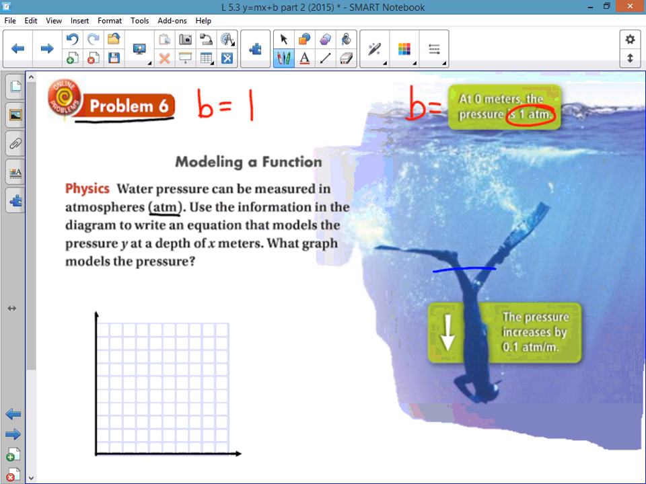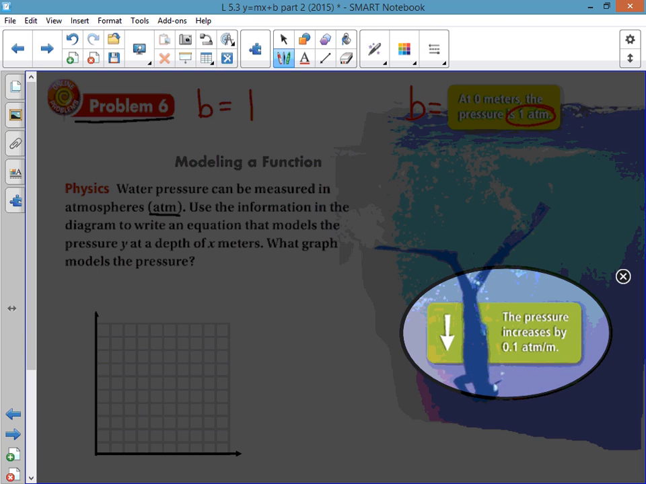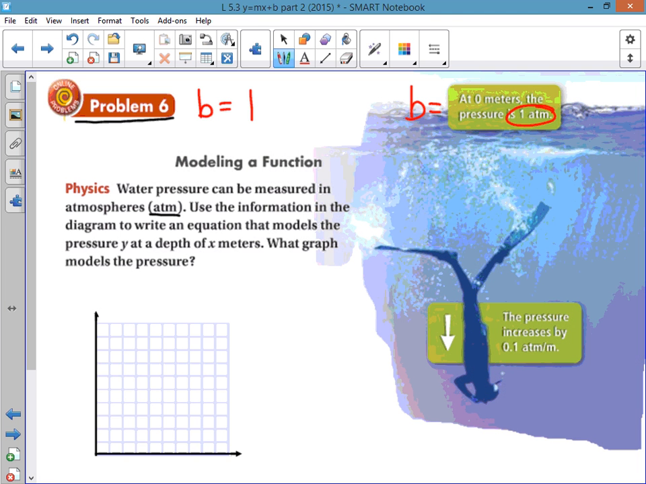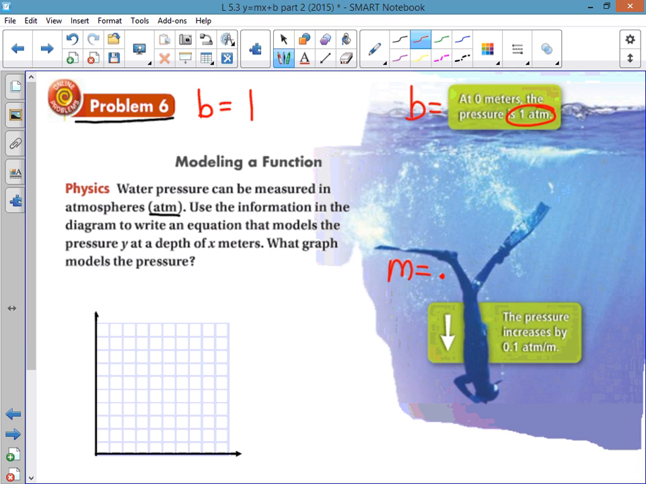Toward the bottom of the diagram, it says the pressure increases by 0.1 ATM per meter. This increase in pressure per meter is the rate. That's the rate of change or the slope. So the second part of this diagram tells you that the rate is 0.1. Now generally when you write a rate, you're going to write it as a fraction, not really as a decimal. So I'm going to write 0.1 as 1/10.